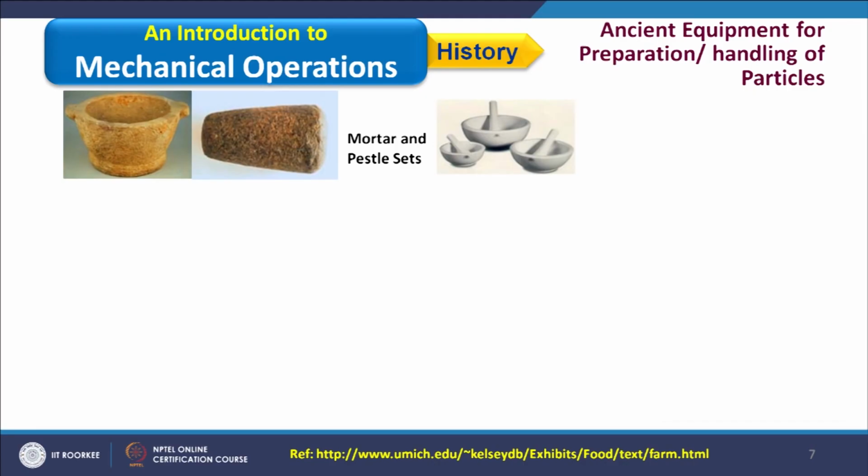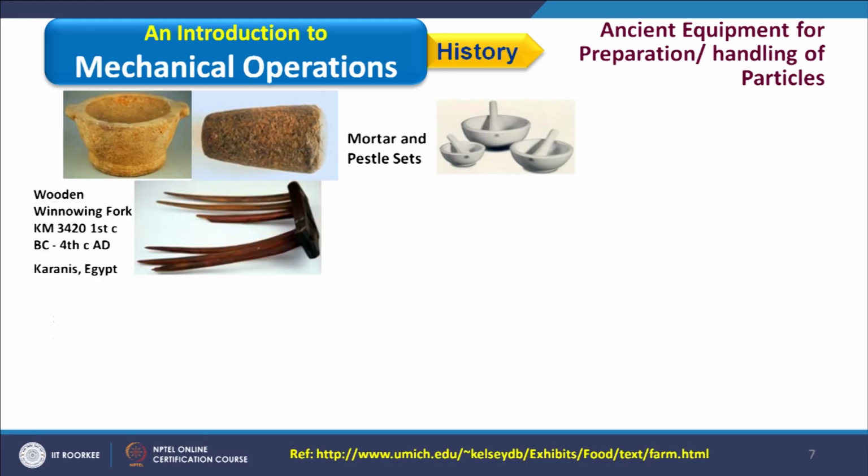Here I am showing some photographs to make you understand how long we have been using these. This is the grinding bowl in which the material can be grinded by this stone, and here we have another example of this. So these are mortar and pestle sets. Further, I am considering another equipment which we call the wooden winnowing fork. Now this particular equipment is basically used for screening in the threshing process, as I have told previously. So all these equipment we have been using since the very beginning.